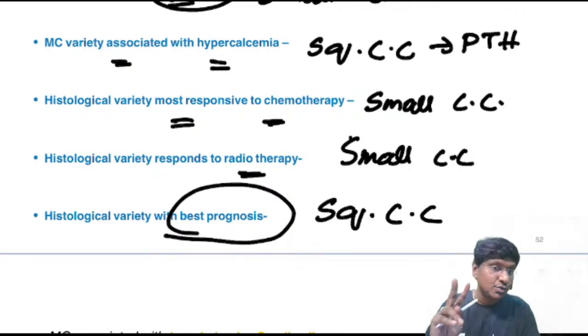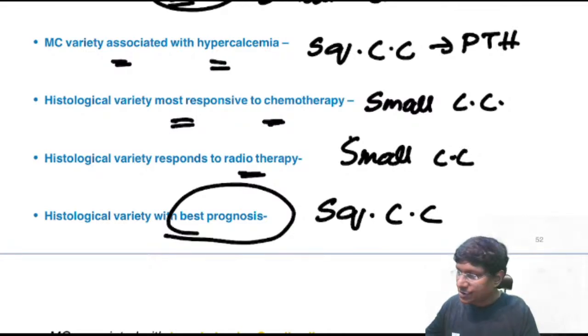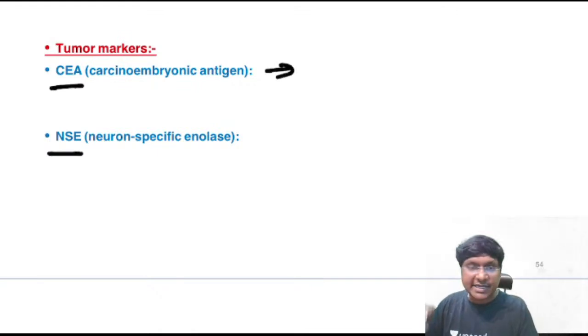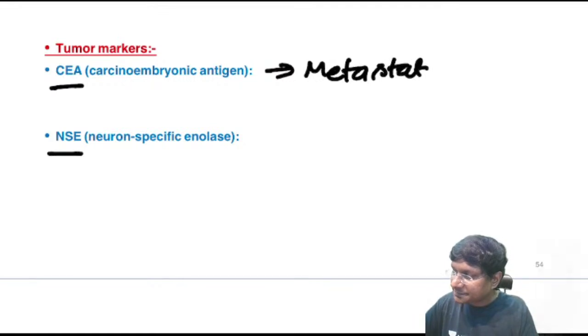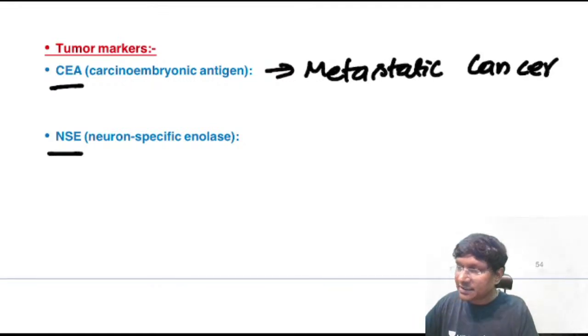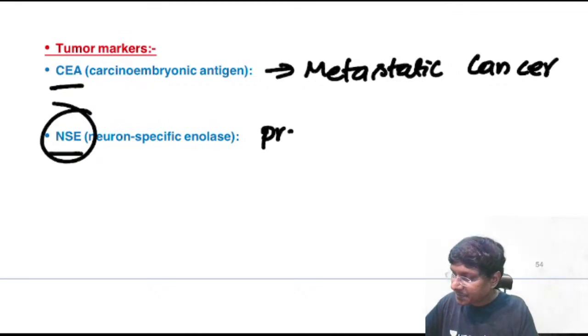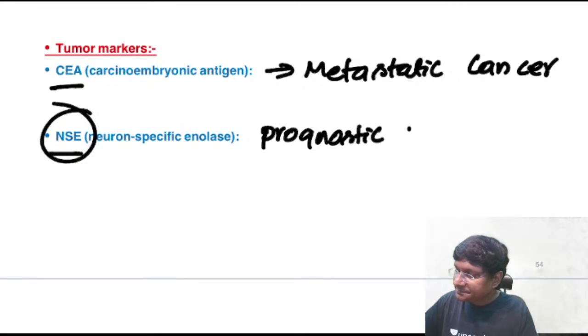Two important questions that you have more on bronchogenic carcinoma are about the tumor markers. So we have two important tumor markers. One is carcinoembryonic antigen, the other one is neuron specific enolase. Carcinoembryonic antigen is the tumor marker for metastatic cancer. Then we have neuron specific enolase, which is a prognostic marker in small cell carcinoma.